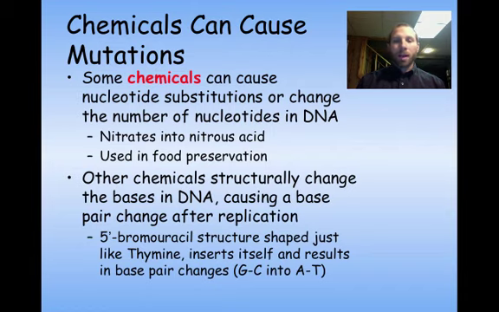For instance, 5-bromouracil, shaped just like thymine, inserts itself and results in a base pair changing G to C into A to T. Basically, this chemical, 5-bromouracil, takes the place of thymine, and instead of having a TA pairing, a GC pairing inserts. And believe it or not, just that one little change in base sequence can lead to big changes in protein and function for the cell.